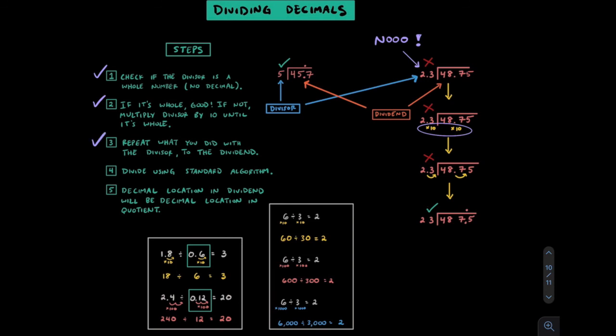In step 4, we'll divide using the standard algorithm. Now that our divisor is 23, which is a whole number, we can use the standard algorithm. Finally, in step 5, the decimal location in the dividend will determine the decimal location in the quotient.